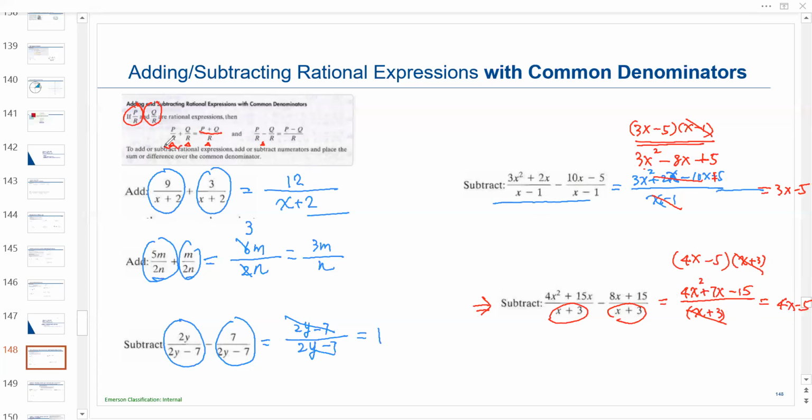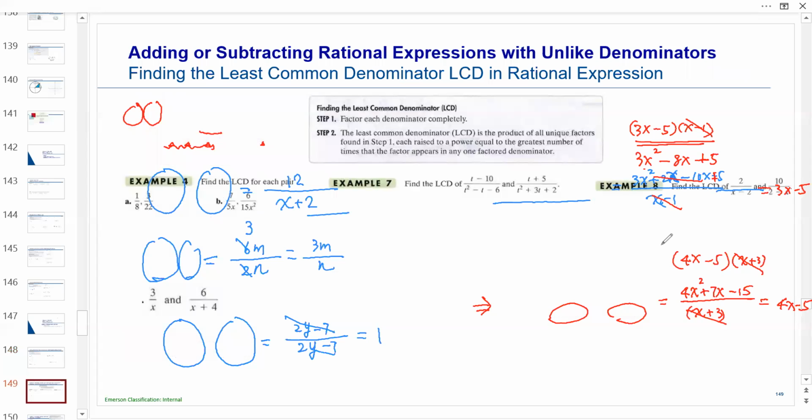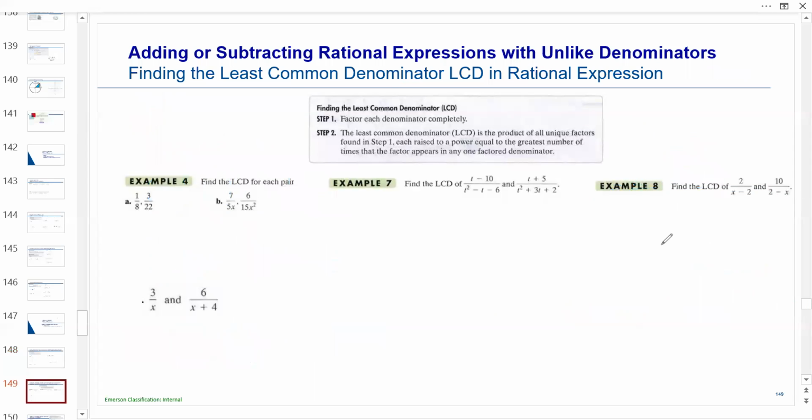So for the same denominator case, it's much easier because the denominator stays the same, we keep it as it is. And after that, we do the further simplification. Simplify the rational expression. All right. So now let's find out, if the denominators are different or not alike, what do we do? So first step, we need to find the least common denominator, just like in an earlier example. Least common denominator.